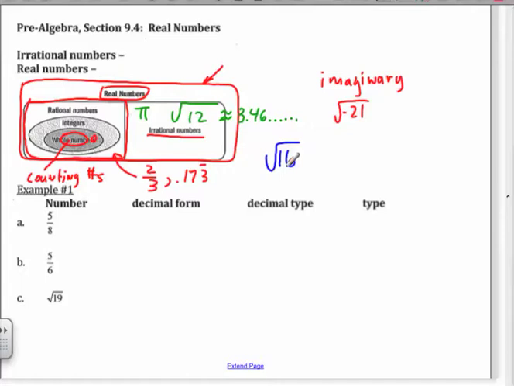What do you think, Simon? Rational. It's rational because it equals 4, doesn't it? Right? And we can write that as a fraction. Good. So it's rational. But let me ask you this.